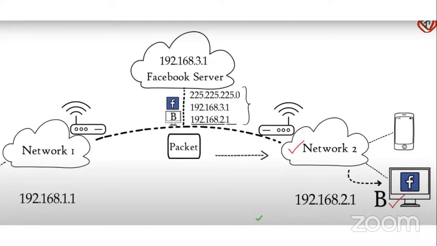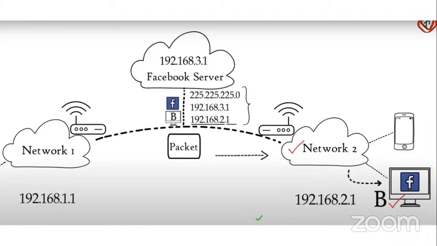From where does the packet go? It goes from the Facebook server. What is the IP address of the Facebook server? 192.168.3.1. And which system has requested? System B, right? And its IP address is 192.168.2.1. So it will have the IP address of the source. The Facebook server is the source here, and system B is the destination. So the IP address of the Facebook server and the IP address of system B will be added to each and every packet.